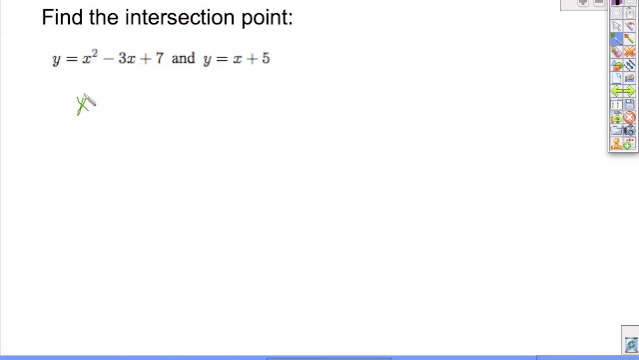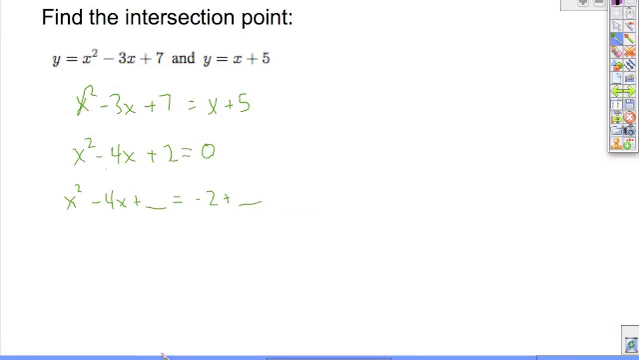I can set them equal to each other. Get it equal to 0. And this one is a prime candidate for completing the square in my eyes. The leading coefficient is 1. The b value, the coefficient of x, is even. So I'm going to use completing the square. So I'm going to bump that 2 over to the other side. My magic number is 4.